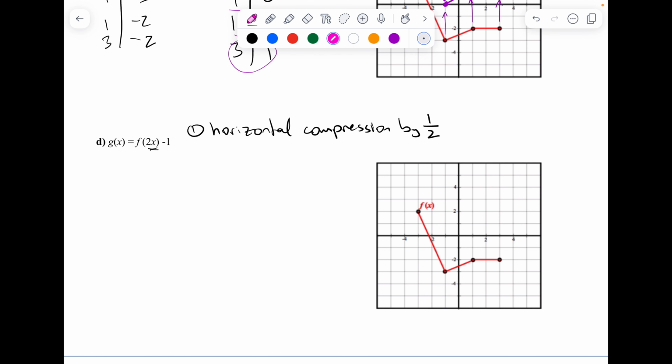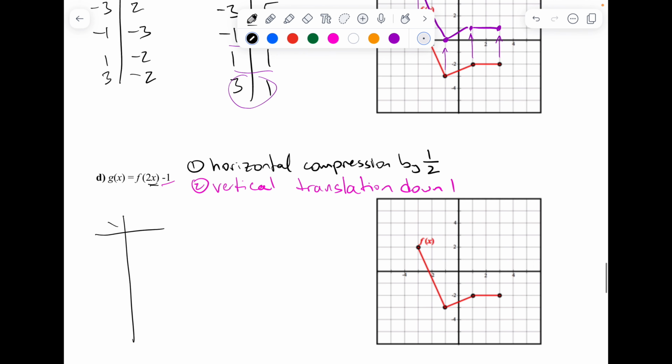And then the minus 1 part is happening to the whole function outside of the x. So it's vertical. It's a translation, because that's when we add or subtract. And it's minus 1, so it's down 1. Okay, so let's do our points. Negative 3, 2, negative 1, negative 3, 1, negative 2, 3, negative 2.